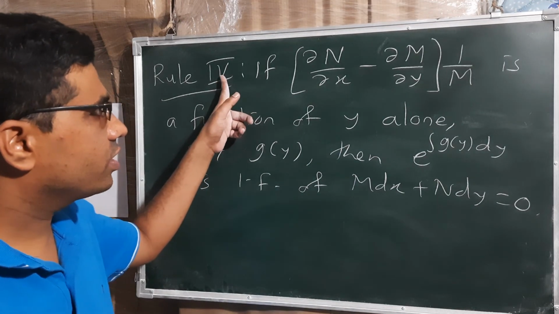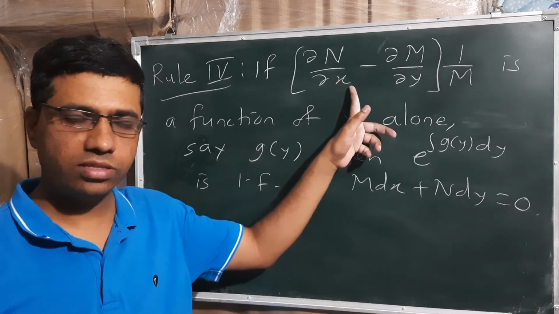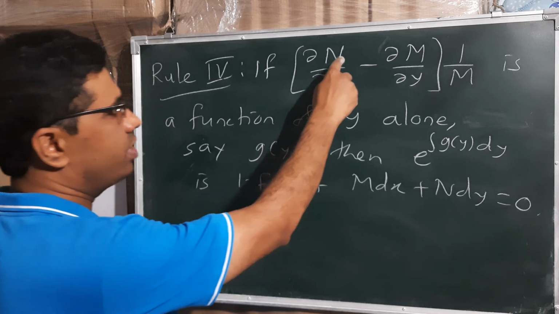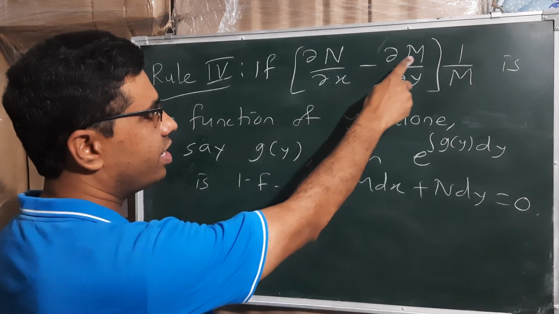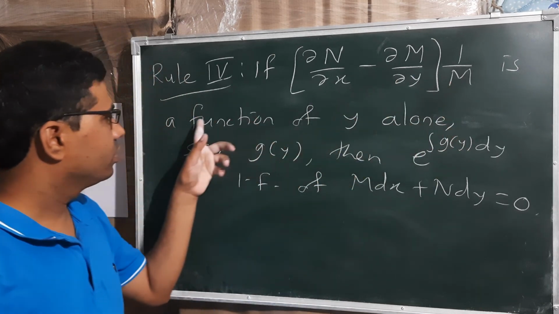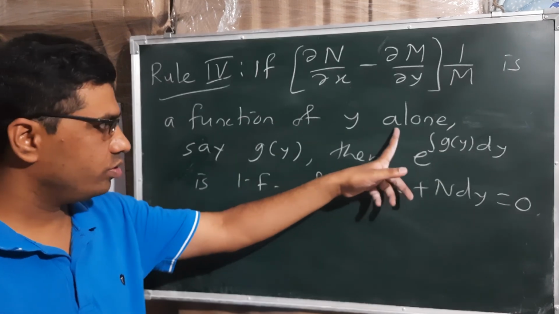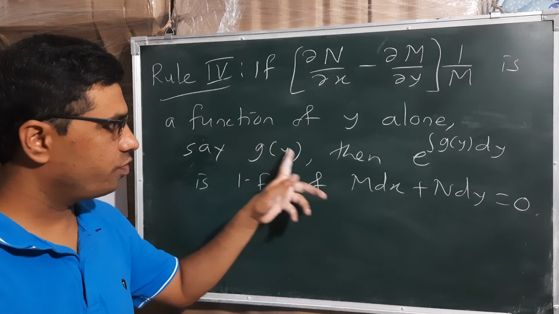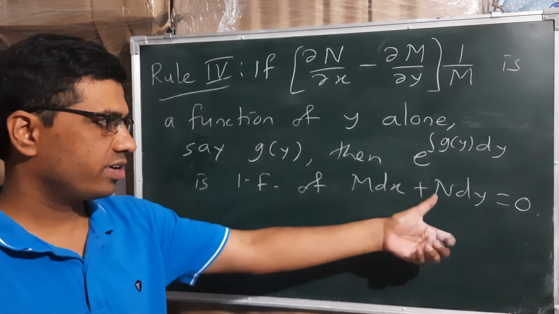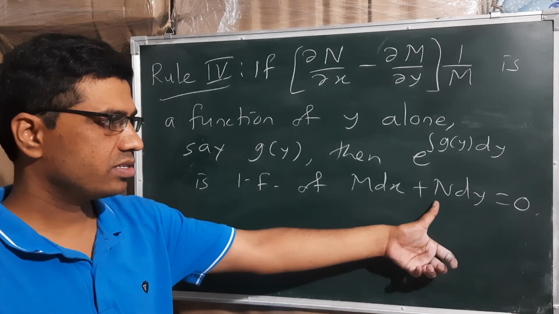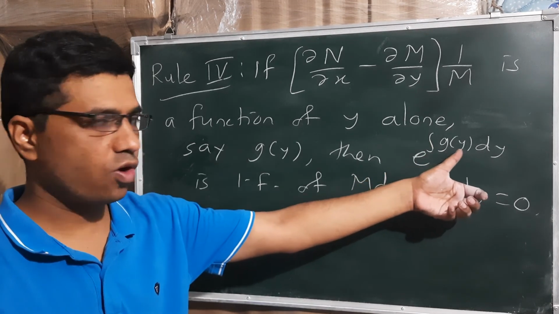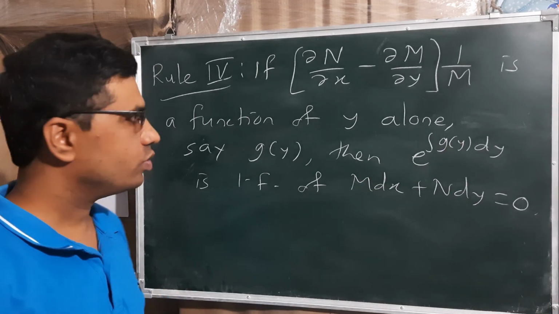Fourth rule is very similar with third rule. This rule says that if del n by del x minus del m by del y divided by m is a function of y alone, say g of y, then the integrating factor of this differential equation m dx plus n dy equal to 0 is e raised to integral g of y dy.